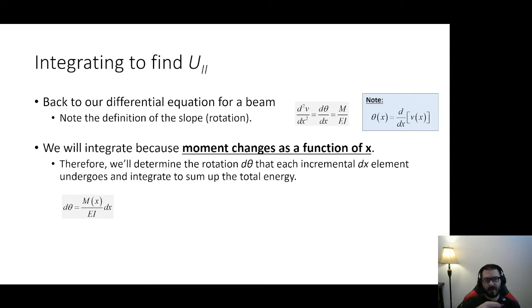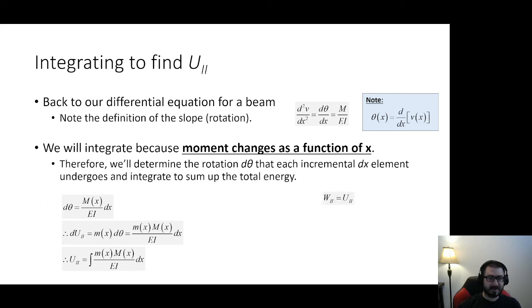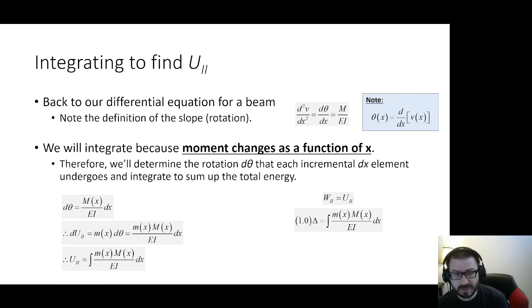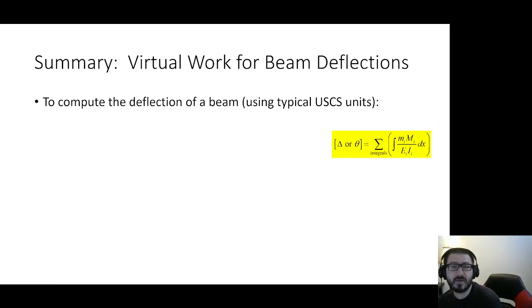So what do we got? Well, I'm taking this expression right here and just solving for d theta. So I'm just multiplying both sides by dx. So M over EI times dx. Multiply by the virtual component. This is the same thing we saw in the very beginning of the slide, only instead of a little f and a big F, we're dealing with a little m and a big M. And then integrate. That's basically it. Set the two energies equal to one another. We set that virtual load equal to 1. And by golly gosh gee, this is what we get. So for virtual work for beam deflections, this is how we compute the deflection in a beam.